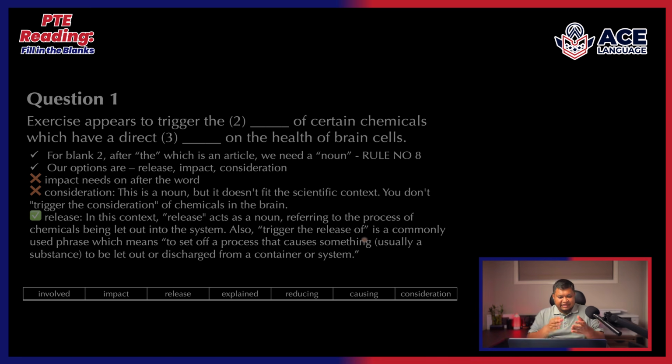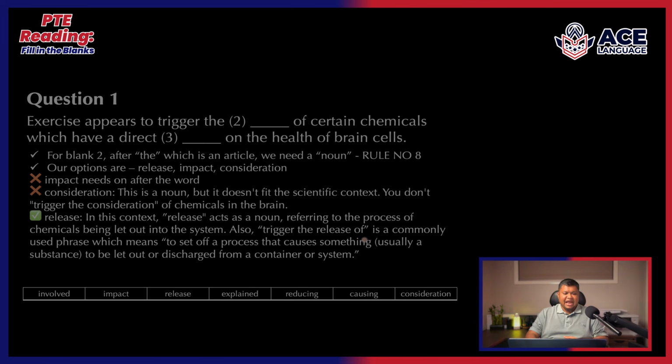In this context, release acts as noun, not as verb, number 1. Number 2 is it refers to the process of chemicals being let out of the system. Also, triggered the release of is a strong collocation. So the answer here is release.